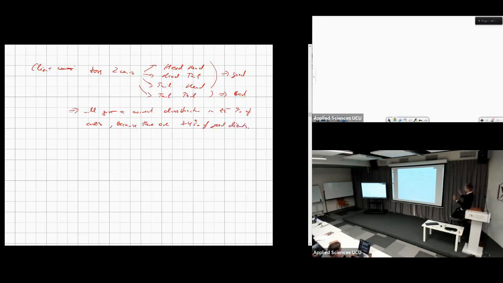So they don't have to estimate anything. They just rely on this unbalanced sample and just toss coins to predict the quality of the client.